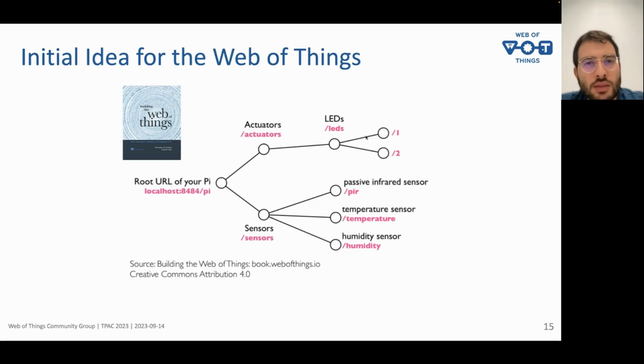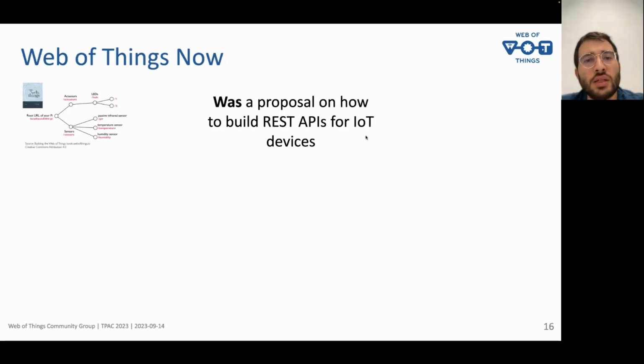So let's go to the Web of Things. The initial idea for Web of Things is from a book that is maybe 10 years old at this point, where the authors proposed to abstract the devices the way we talk with REST APIs. So you have a device that has resources like actuators, and each LED, for example, is under this resource. So it's hierarchical, like a website, similar with sensors and so on. And this was the initial idea.